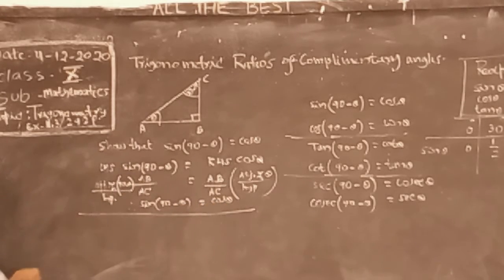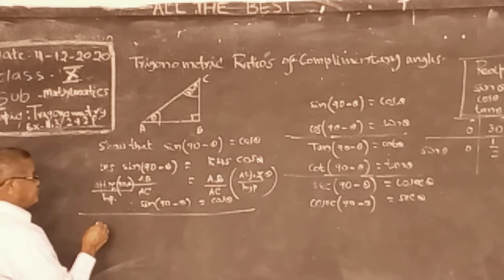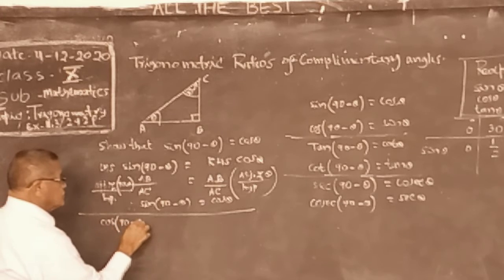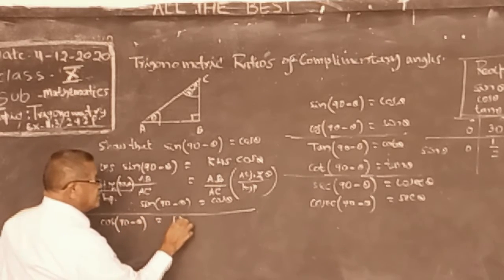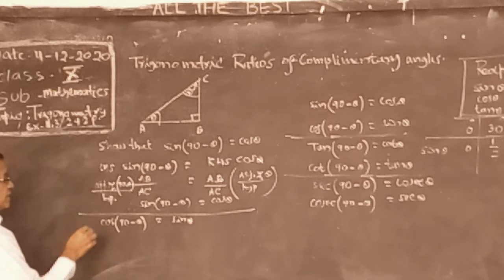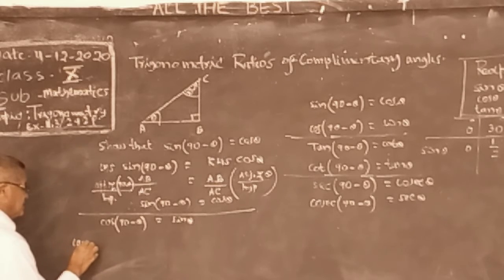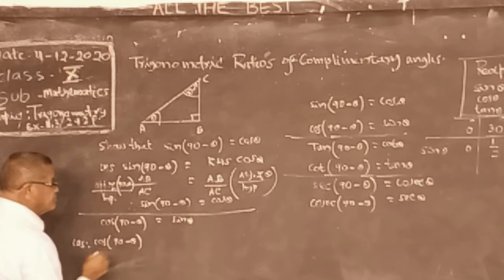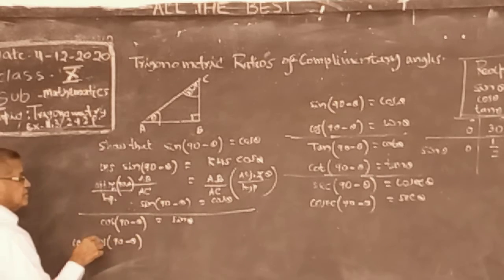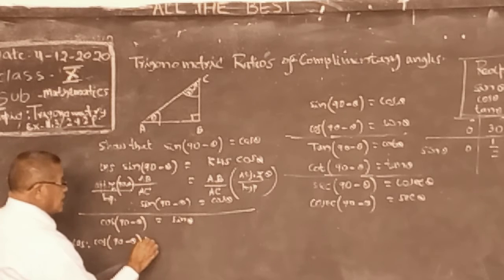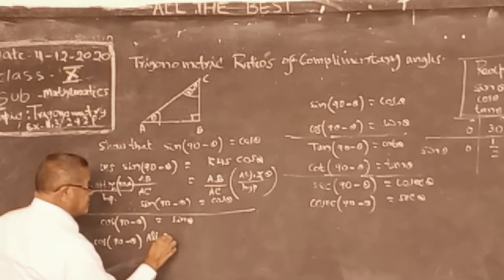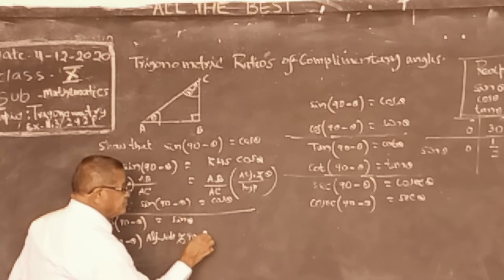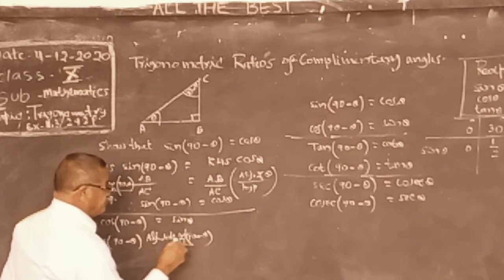Number 1. Next, cos 90 minus theta is equal to sin theta. LHS: cos 90 minus theta. LHS 90 minus theta is the adjacent side of angle 90 minus theta angle.